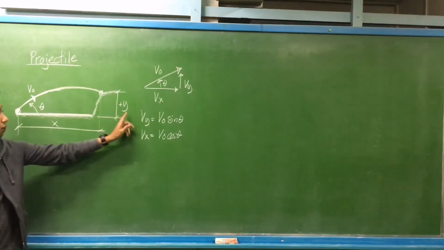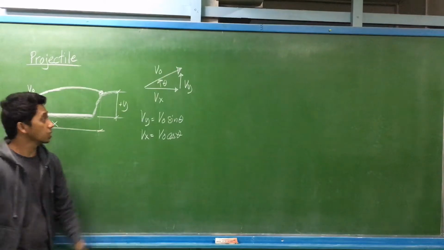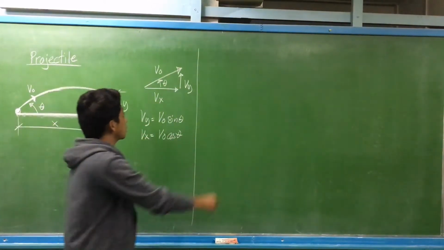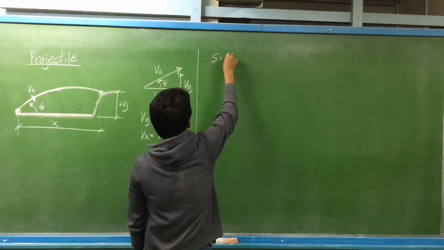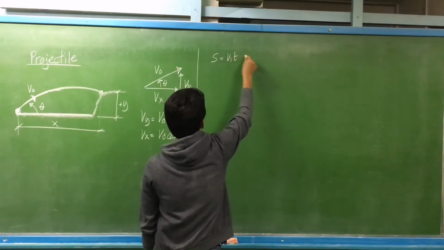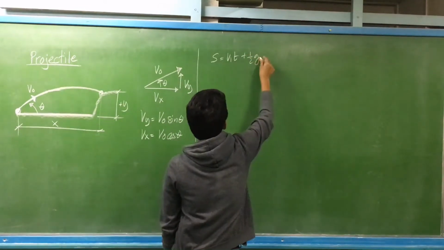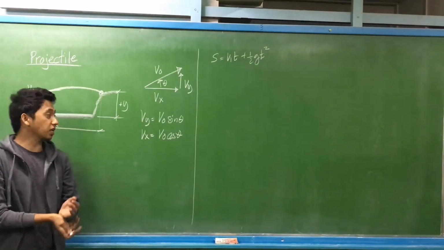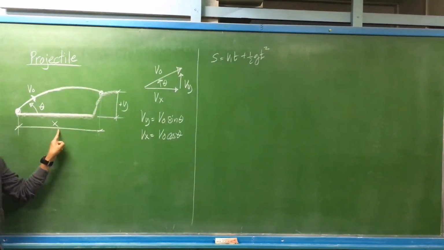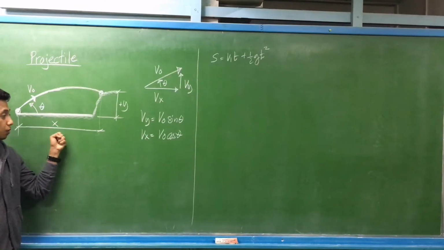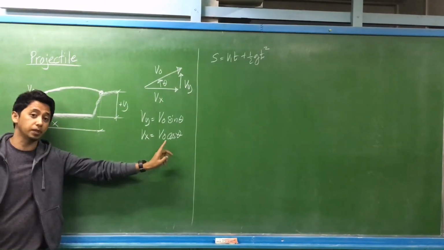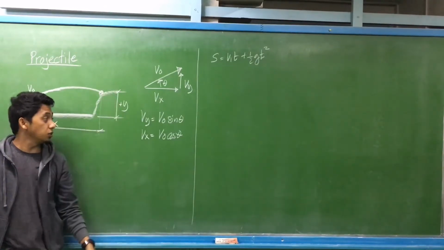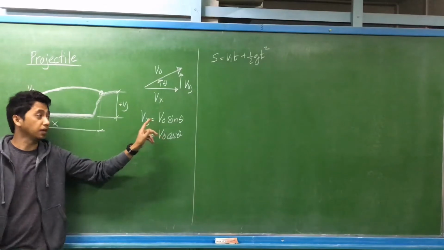Now, how can we compute for y, for this case? Let us recall one of our basic equations: s is equal to v initial times time plus 1/2 acceleration due to gravity times time squared. Take note: when it comes to projectile, if you are dealing with horizontal distances, always use the horizontal component of the velocity. If we are dealing with vertical distances or heights, use the vertical component of the velocity.